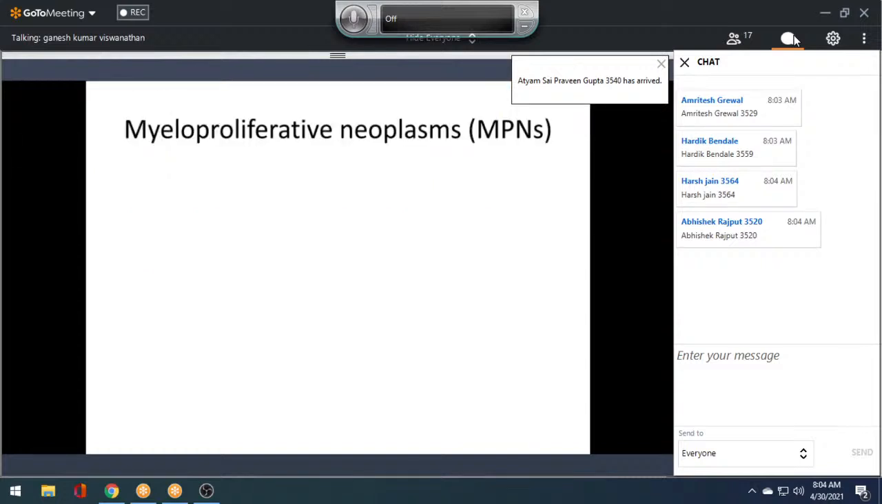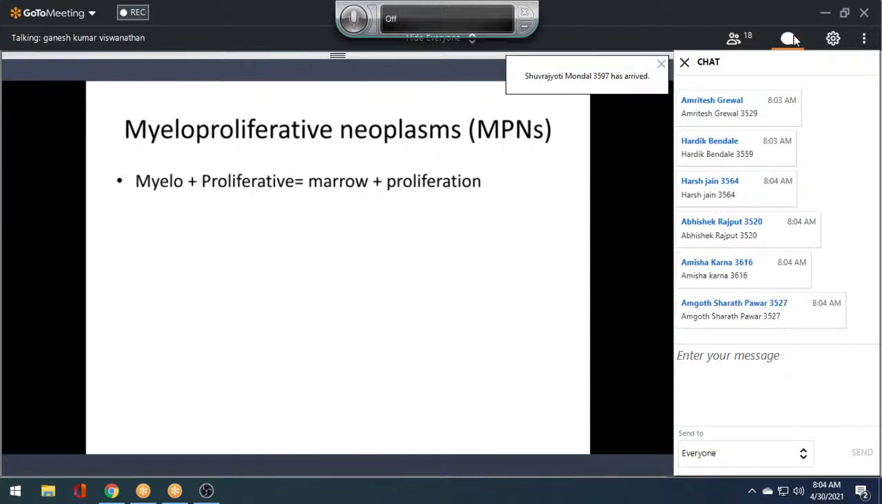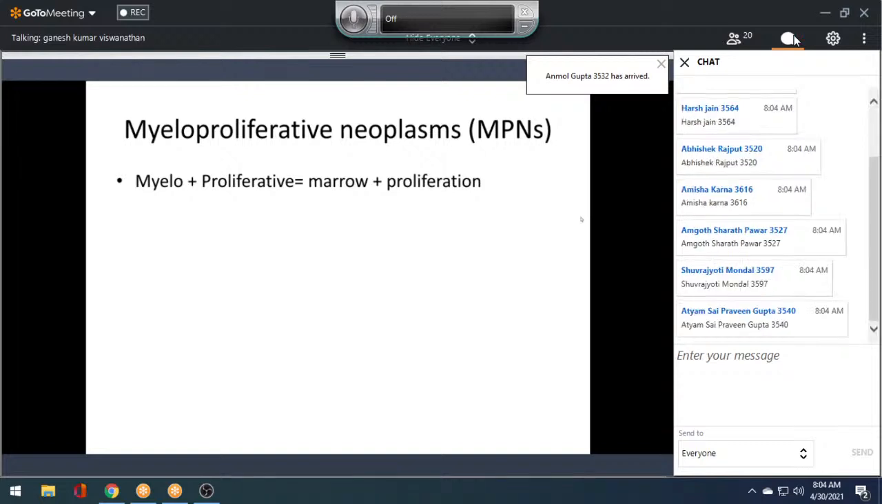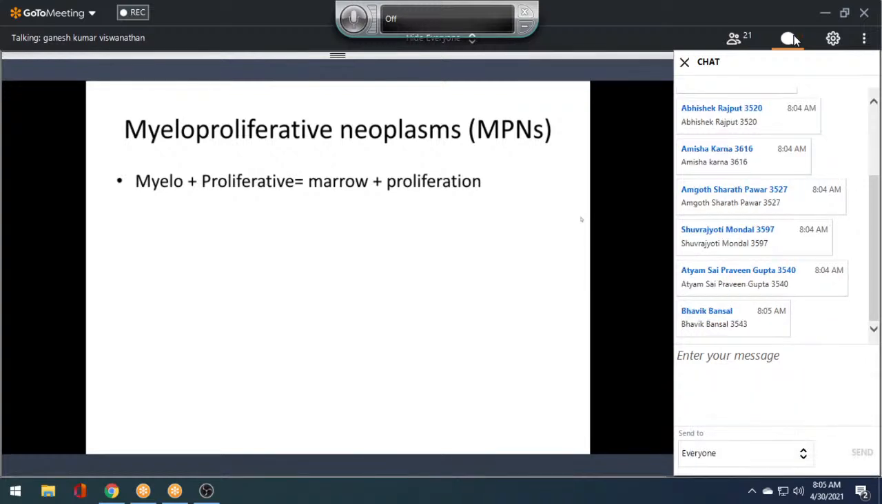So what are myeloproliferative neoplasms? What does the term imply? It's self-explanatory. The term myelo meaning marrow and proliferative meaning proliferation. So there is a lot of cells proliferating in the marrow. As you can expect, there is a hypercellular marrow with proliferation of different types of cell lineages. When there is a lot of cell proliferation in marrow, it reflects in increased cell numbers in the peripheral blood. So you have a combination of myeloproliferation and increase in blood cell numbers.